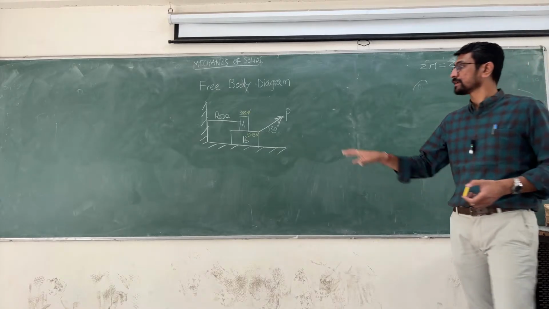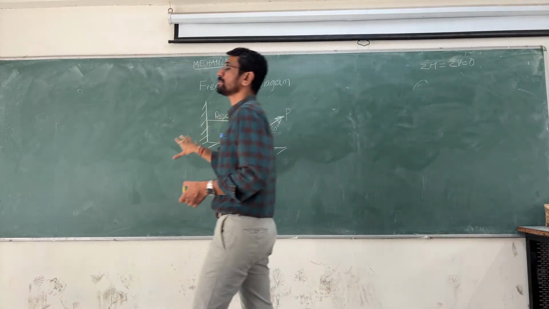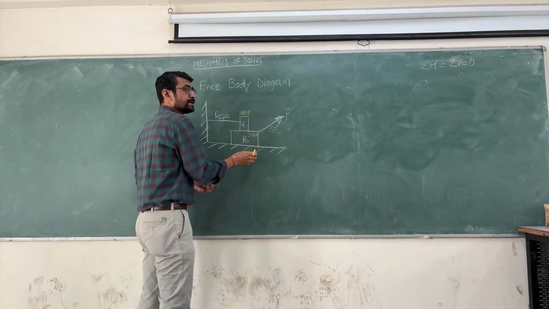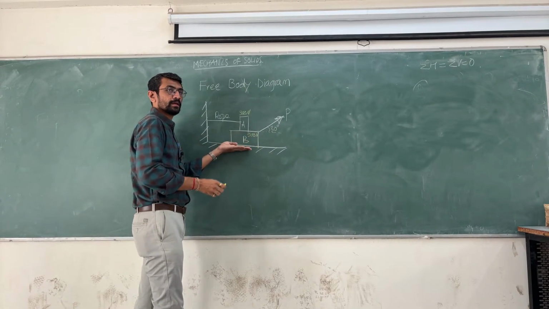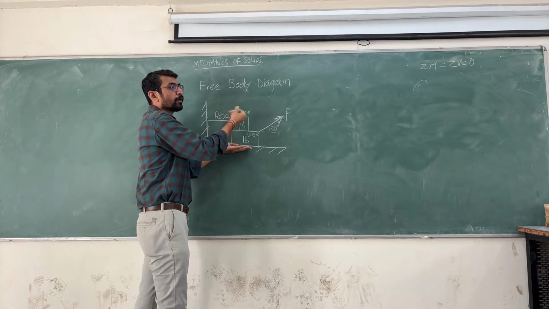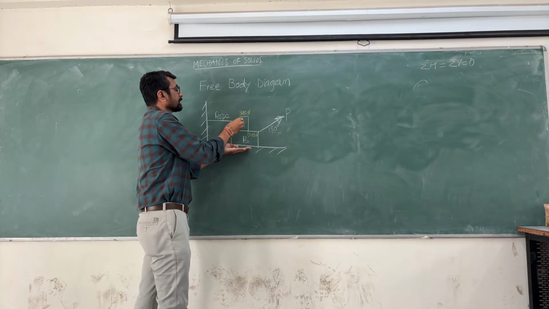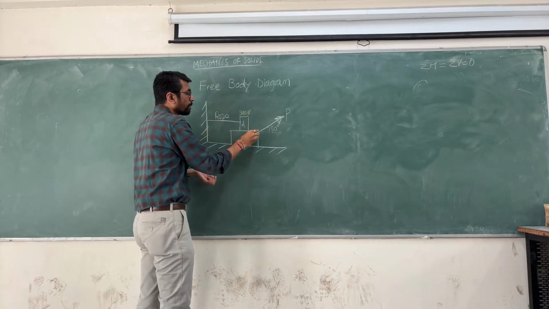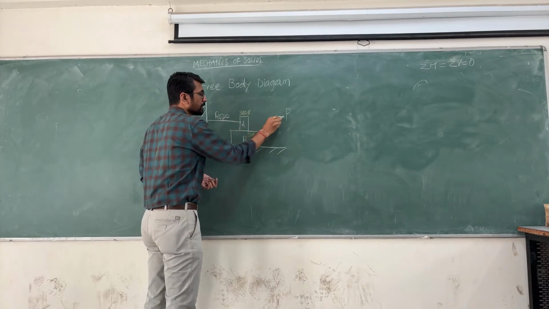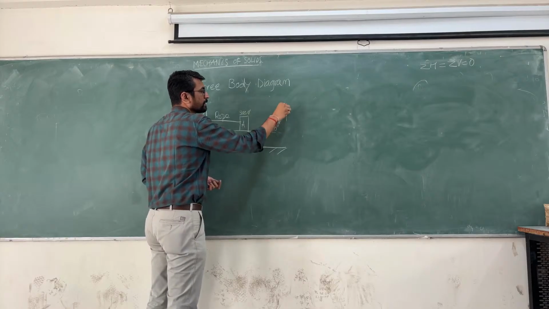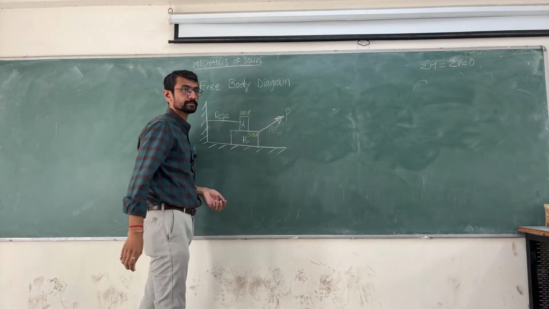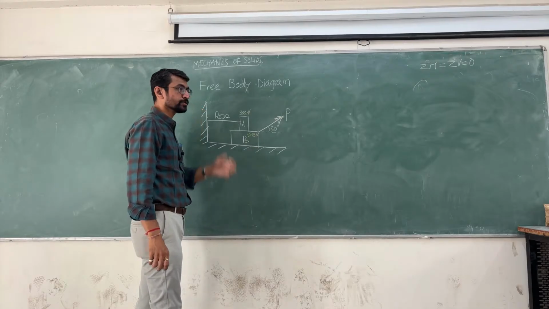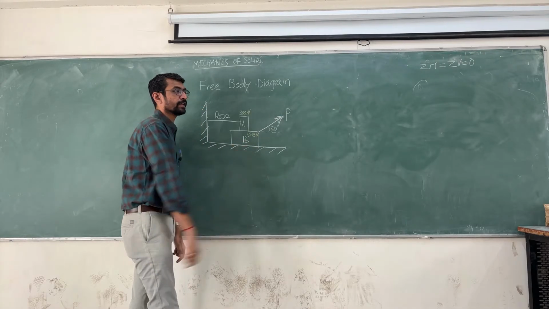This is a system again which is in equilibrium. There are two blocks. Block B is resting on the ground or a table. Block A is resting on block B. Block A is connected through a rope to the wall. Block B is connected to a rope providing force P at 30 degrees. Our job is to draw the free body diagram.